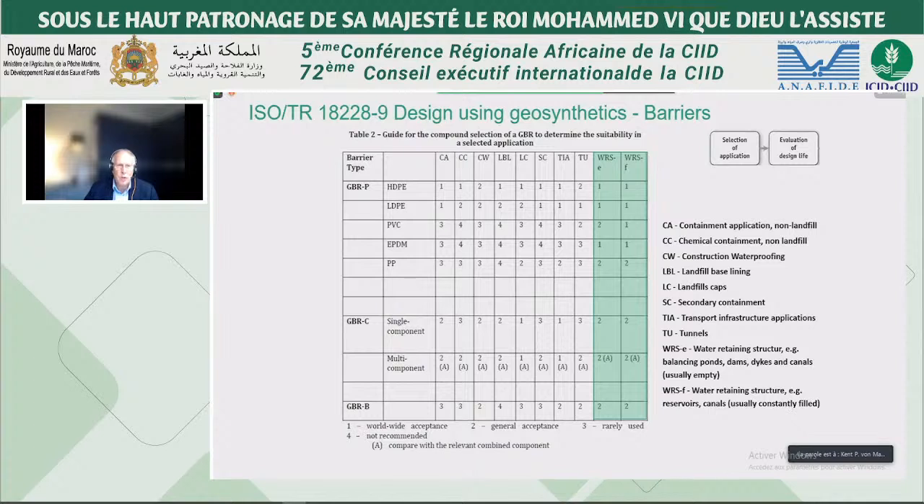The next stage is the entire range of geosynthetics. It could be a geomembrane polymeric material. It can be a bituminous type of material. It can be a clay component material. And here you see that basically all of these materials are either worldwide accepted or generally accepted in the applications we're talking about today.